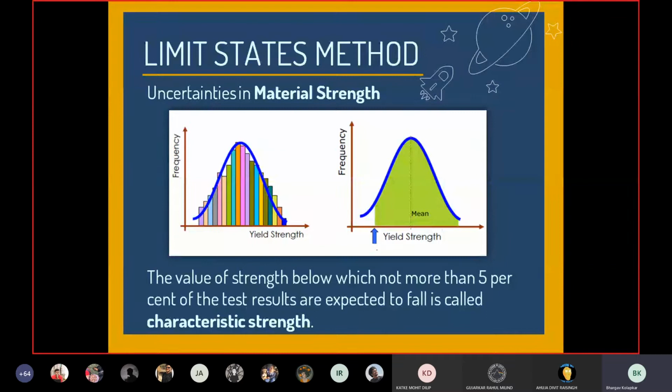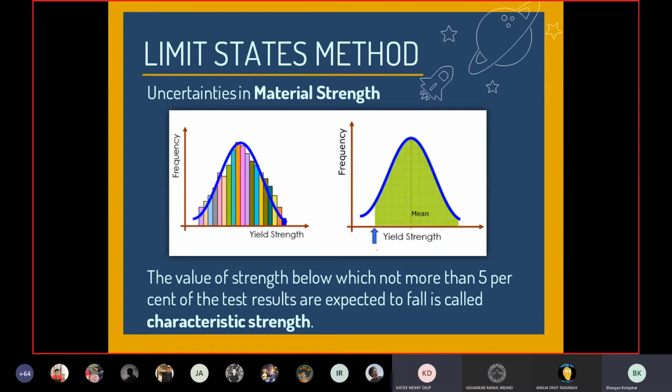So when we say M40 concrete, what that means is if I test 100 blocks that are designed for M40 concrete, at least 95 of those would have a strength of more than 40, and only 5 of them would have a strength of less than 40. So that is what is called characteristic strength. Did you guys understand? Any questions?